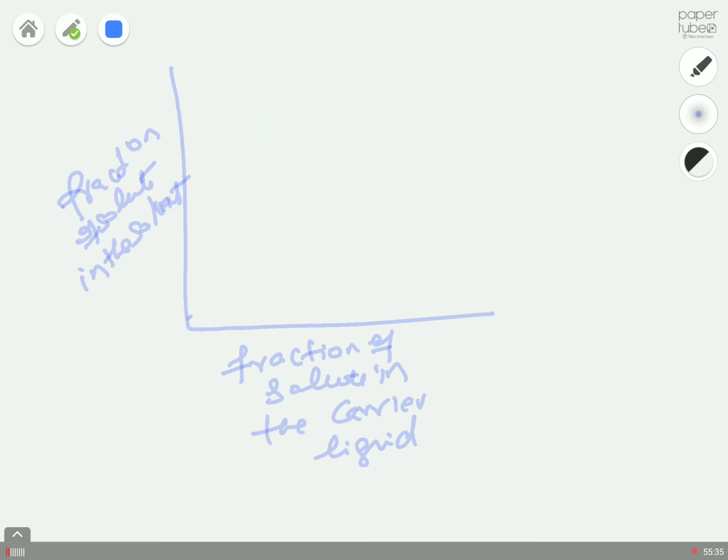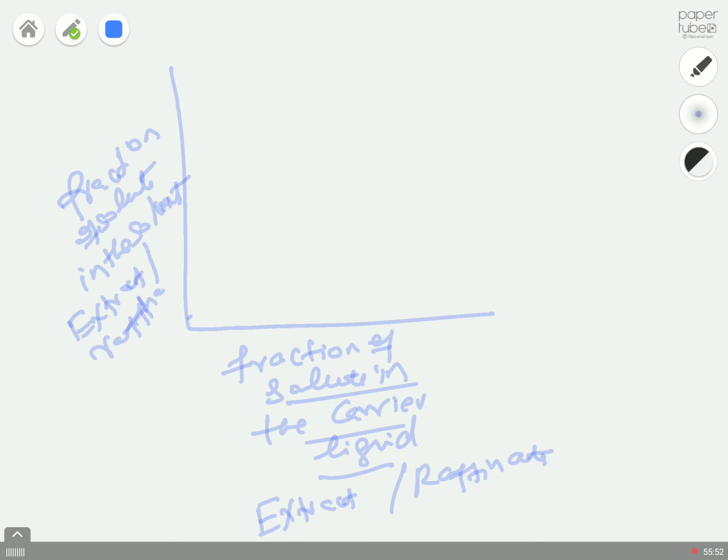So normally if you are going to plot it on a normal graph sheet, that's how we plot the fraction of solute in the carrier liquid. It involves both extract and raffinate, and then this is again extract and raffinate. I hope you all remember we did some liquid extraction experiments, and you get an extract and then a raffinate. And then you know how much mass of solute is in. Let's go back to the page here, or maybe we can cover that in the next lecture.